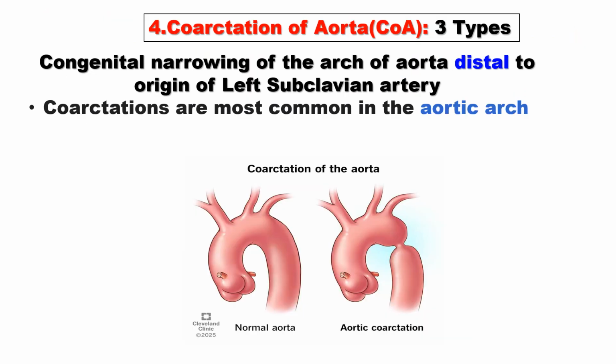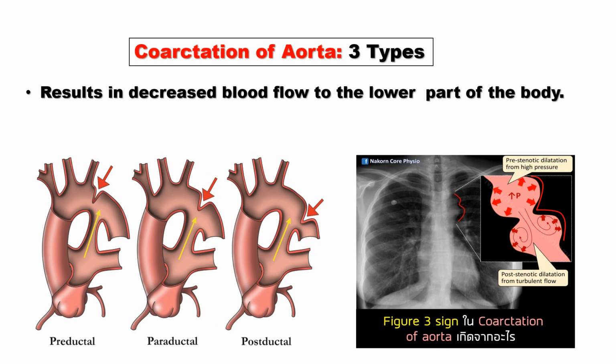The fourth type related to the arch of aorta is the coarctation of aorta, which has three types. It's basically defined as the congenital narrowing of arch of aorta distal to the origin of left subclavian artery. Coarctation of aorta results in decreased blood flow to the lower part of the body. The three types are preductal, paraductal and postductal. And the X-ray shows coarctation of aorta, a figure of 3 sign.